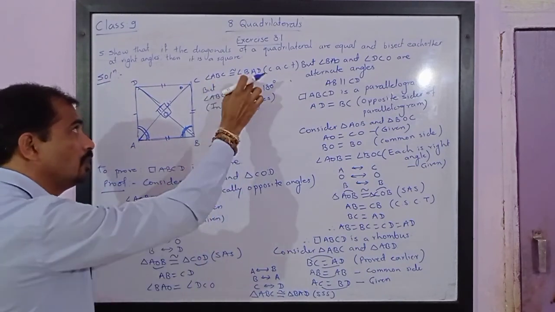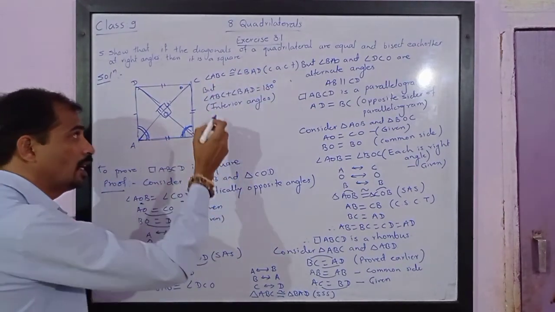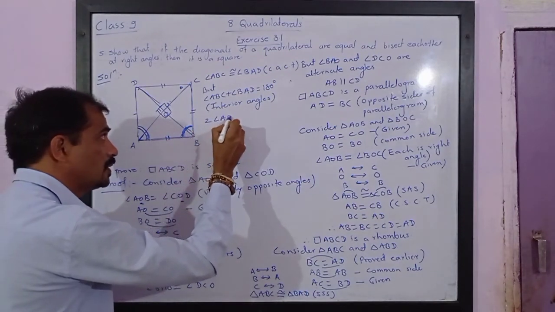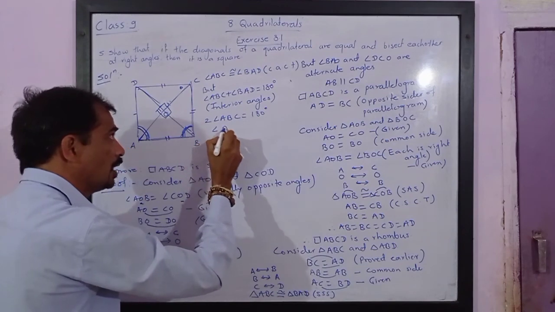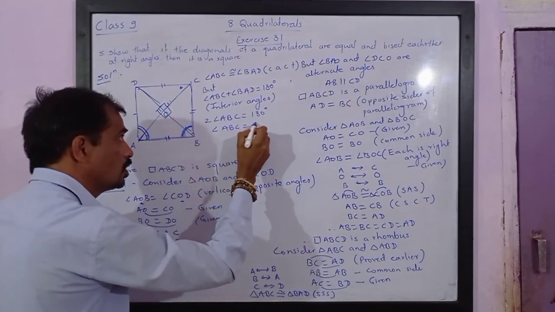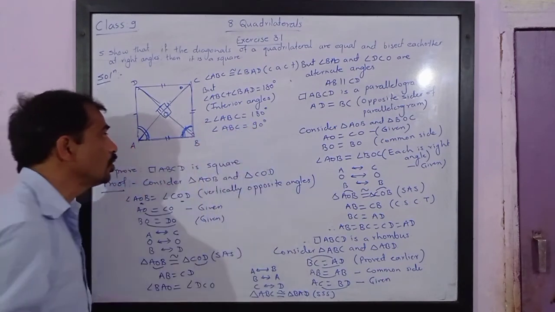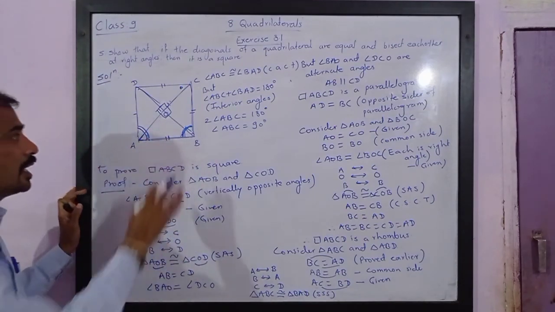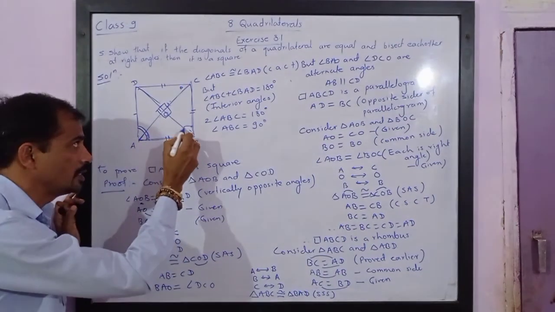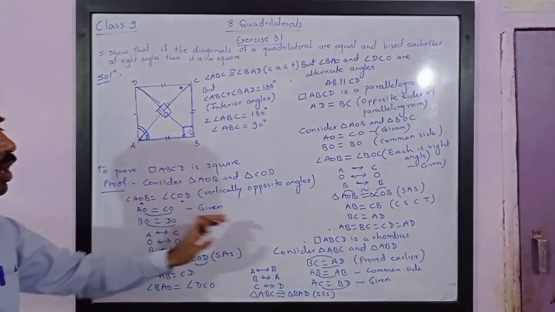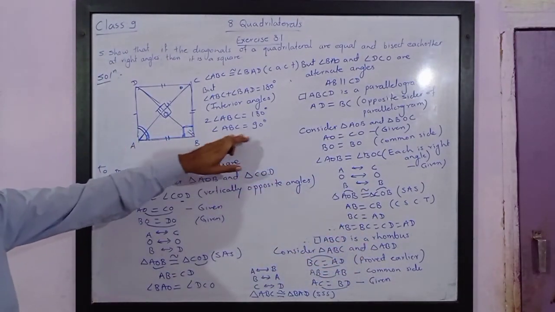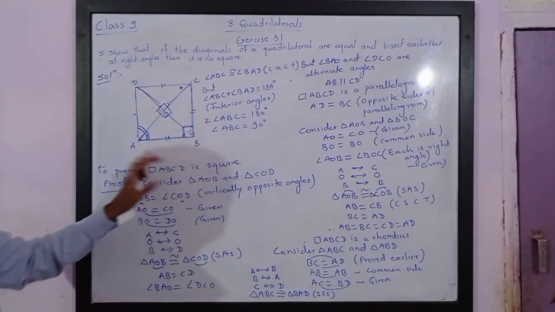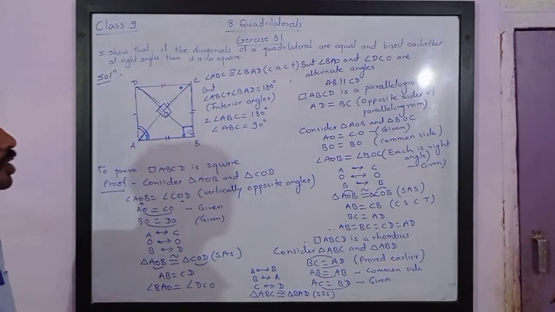But they are equal. Hence, we can say that twice angle ABC equals 180 degrees. It means angle ABC equals 90 degrees. Please note, we have got one of the angles as a right angle. This angle is a right angle. We also got ABCD is a rhombus. So it is a rhombus with one angle as a right angle. Hence, quadrilateral ABCD must be a square.